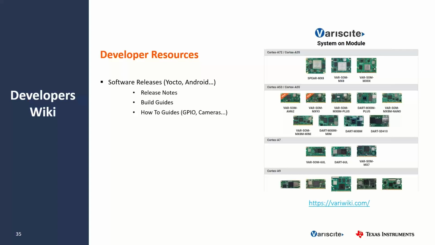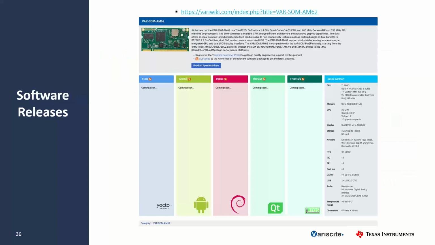Our wiki, if you reach variwiki.com, you will see a page like this where we present all our SOMs. You can identify that the VAR-SOM family has the same connector, but specifically you can find the VAR-SOM-AM62, and shortly we will provide all the information. Basically, what I'm going to show you is a kind of preview of what will be available. As I said, we will support Yocto, Android, Debian, reasonably Qt, and FreeRTOS for the Cortex-M.